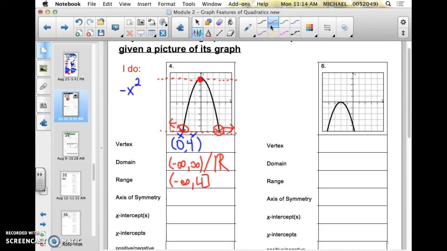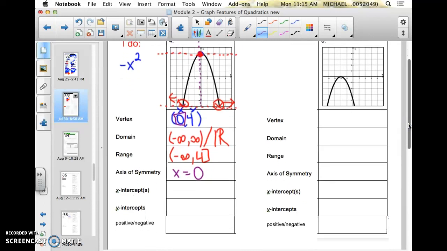Axis of symmetry is the x value of the vertex, or the value that cuts the parabola in half. So if you notice, it's going to be right there. So that is x equals 0. Again, it cuts it in half. So it's always going to be the x value of the vertex. It's the axis of symmetry. X-intercepts, there's 2 of them.